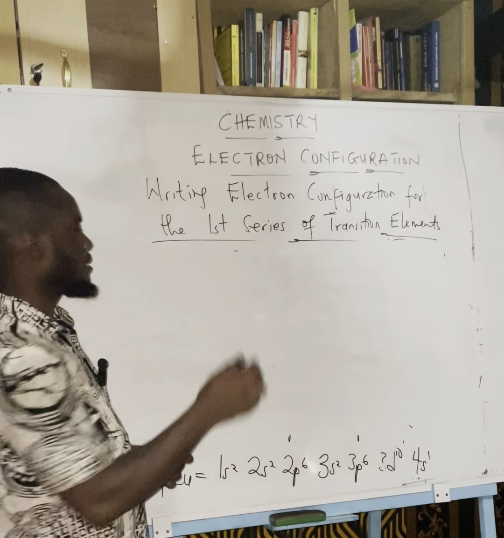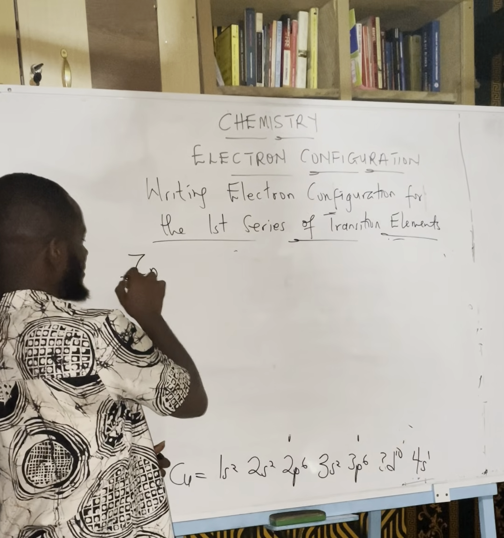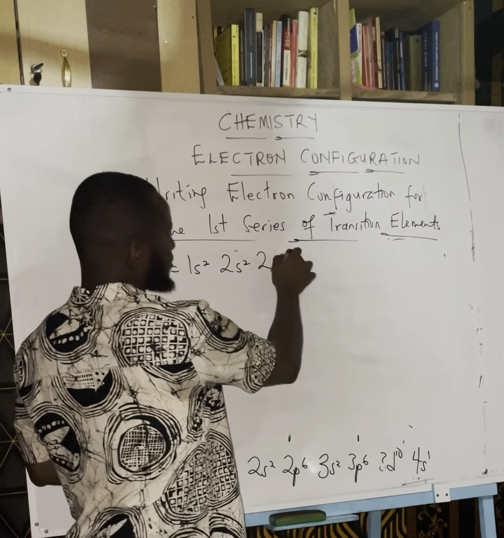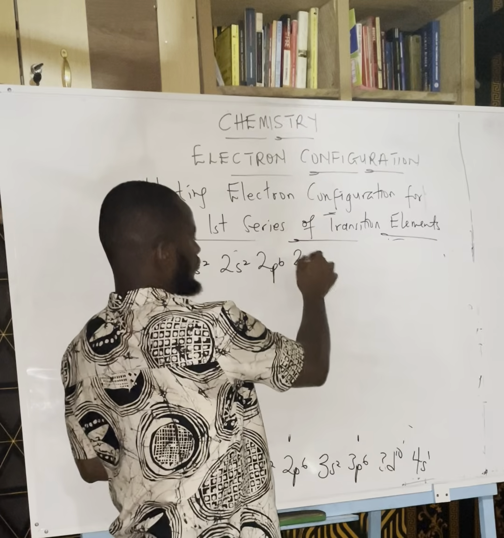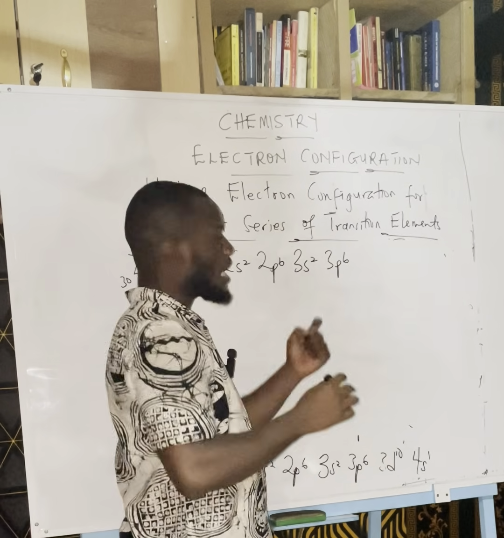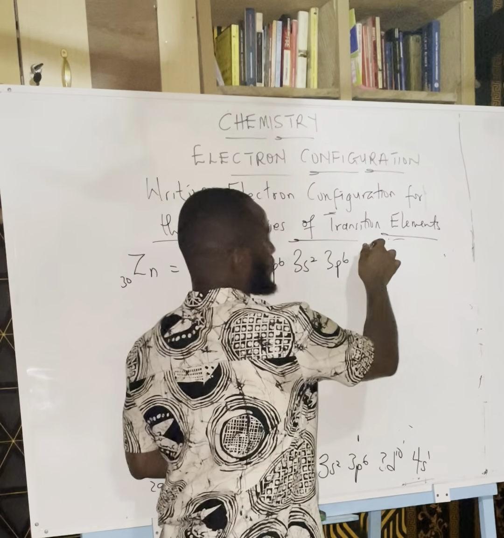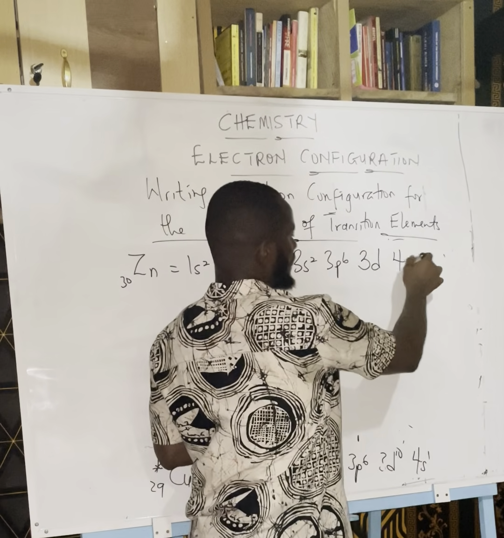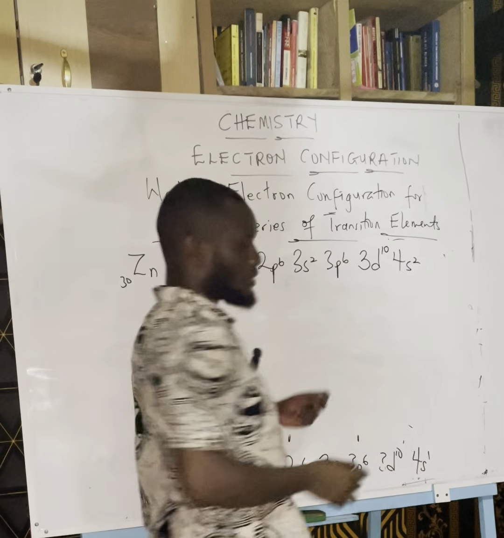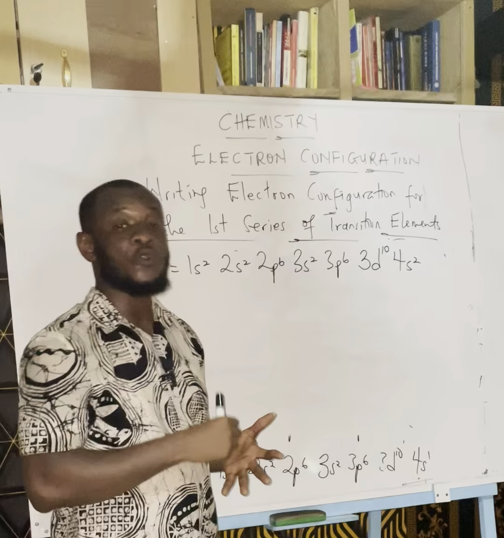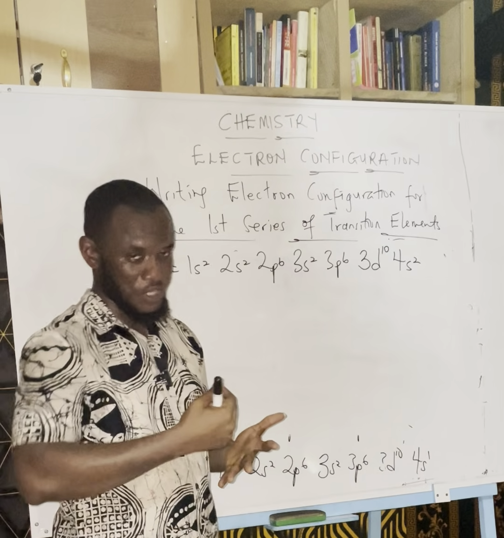And the last but not the least is zinc, which is 30. So 1s2, 2s2, 2p6, 3s2, 3p6. After 3p, write your 3d. Don't fill it. Go and fill your 4s2, then 3d10. So what we are saying is that we always fill the 4s before the 3d.